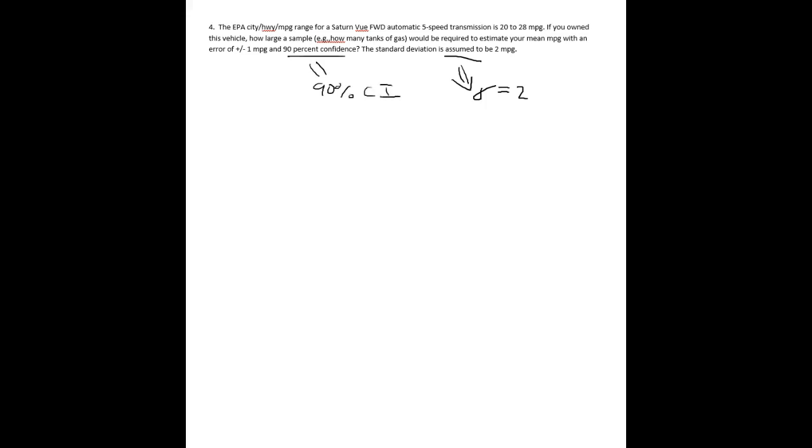Okay, or confidence level, CI or CL, whichever you want to view it as. That implies we have an alpha equal to 0.10 or an alpha half equal to 0.05. And then an error equal to 1. And then what else? Because it's asking us how large a sample, all we need to know is, we're finding an n. So n equals what? All right, so we have a formula for that. And we know what formula we're using right off the rip.